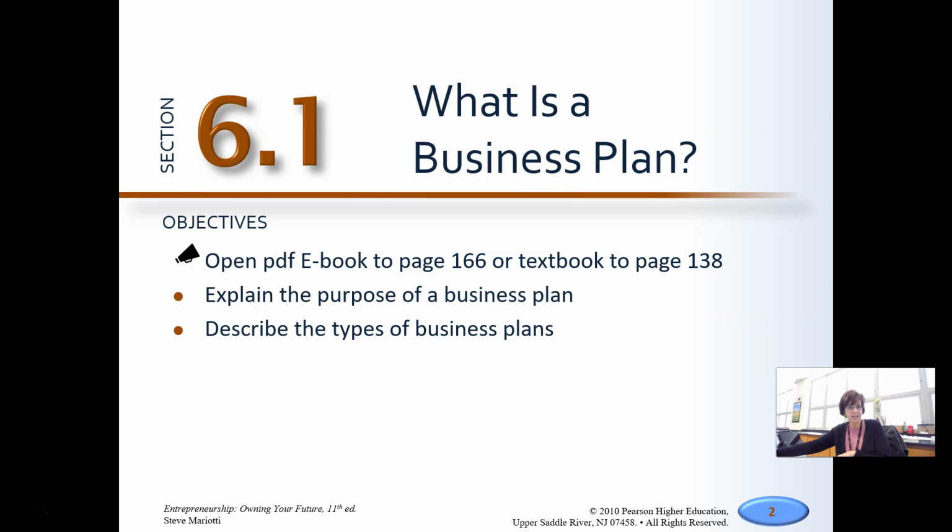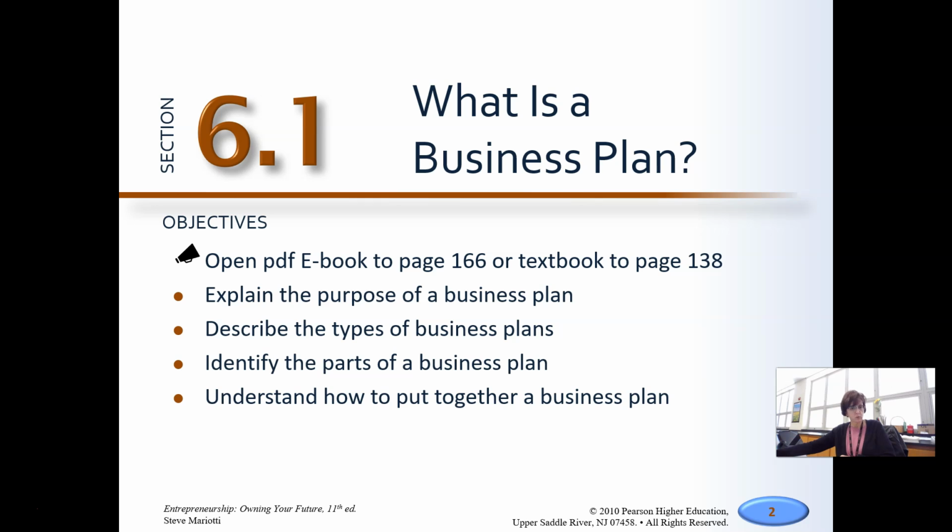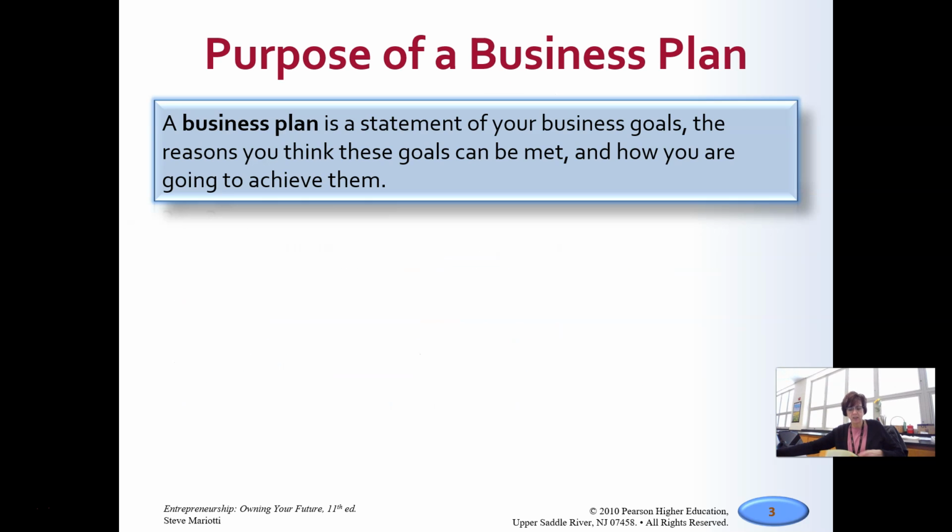Components of this business plan, understand there are different types of business plans, and then I want you to be able to recognize the parts of the plan, and then finally how to put that plan together. So this business plan is a statement of your goals that you want to accomplish and the reasons that you think that you can meet these goals and how you're going to achieve these goals. So this plan is a roadmap for you to succeed.